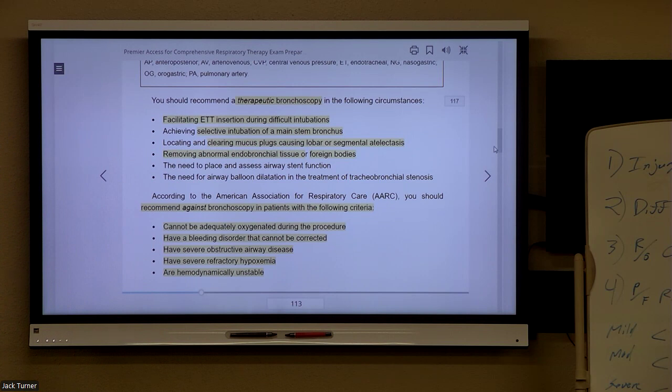And then right here is just why we would recommend against bronchs. I think we talked about this in another chapter, but if your patient can't oxygenate, your patient is going to bleed, your patient has bad obstructive disease, if they have refractory hypoxemia or they're hemodynamically unstable, these are reasons why I would not order a bronch. The one that I talked with you guys about last time we did this chapter that you didn't know was maybe the severe obstructive disease. So if somebody has really bad COPD, we really recommend against bronch in that person. Okay.